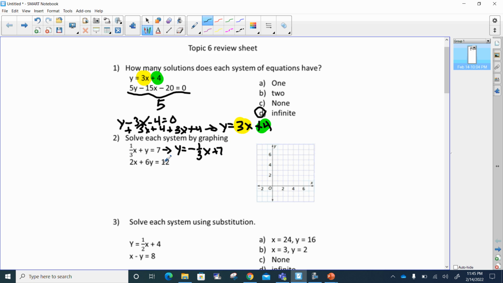But the second one's going to be a little more difficult. Not only do I have to turn it into y form, I'm going to have to reduce it. So first of all, I'd have to subtract 2x from this side, which means I subtract 2x from this side. And that's going to turn this to 6y equals negative 2x plus 12.